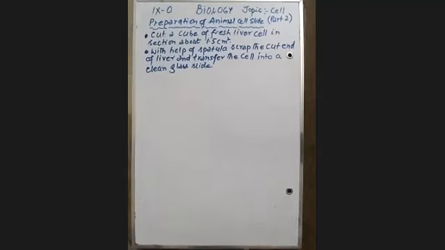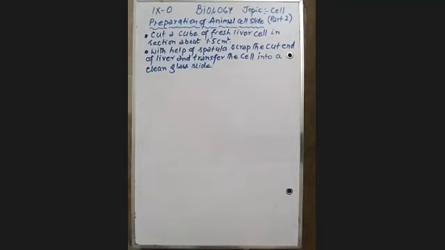Today we start with the topic cell, part 2. In this, you see there is usually a question asked in the ATP paper, that is paper 4, to prepare the slide of animal cell. So today we'll discuss how the preparation of animal cells is done to prepare a slide.